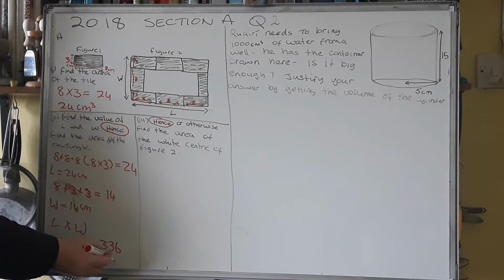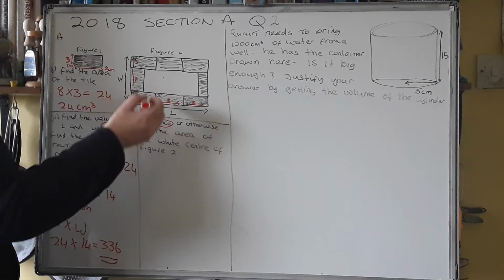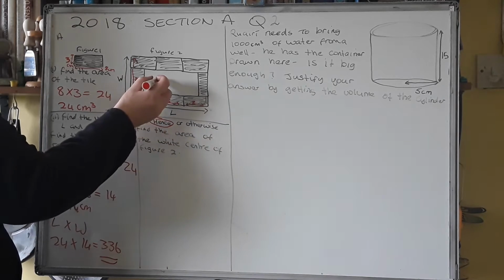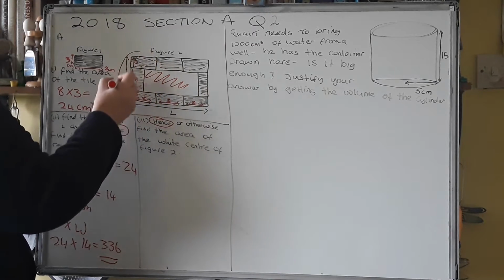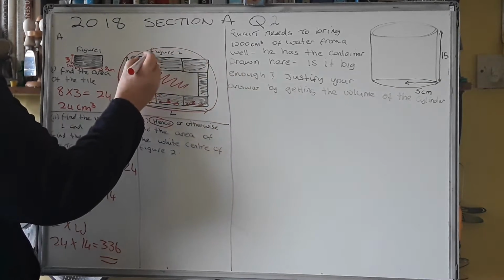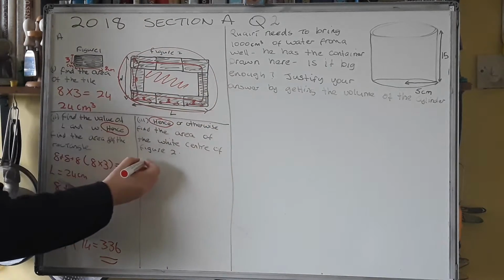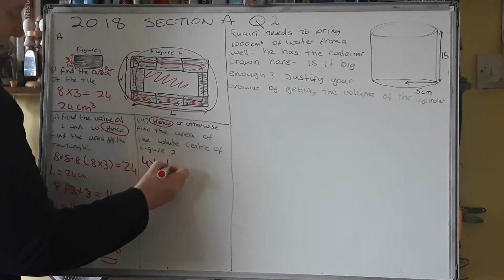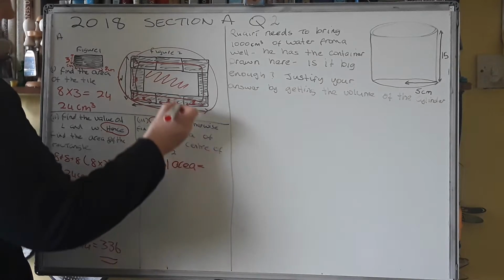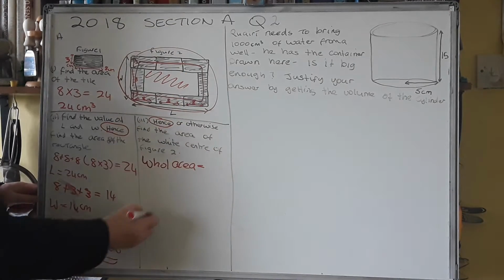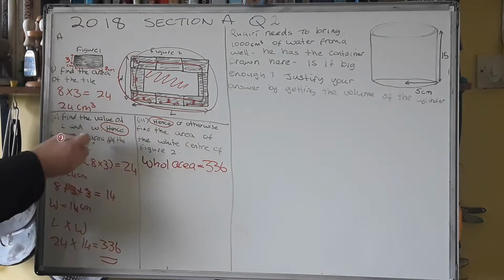Now, hence or otherwise, again, look at that. It's telling you to use the answers that you have. Find the area of the white centre with figure 2. So you want this bit. So in order to get this area here, what you want to do is you want to get the whole area and you want to take away the outer rim. So you know that the whole area is this, we just got it, 336. Okay, but you want to take out the outer rim.